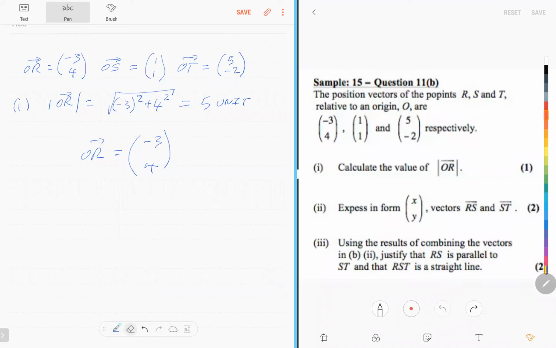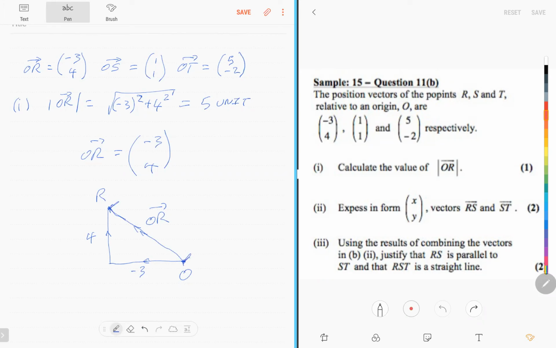So O is here, and R is somewhere up here. Negative 3, 4 means to go from O to R, you go 3 units back, that's negative 3, and then 4 units up. And then the vector OR is this straight vector across here. That is the vector OR, and it is the length of this line that I want.